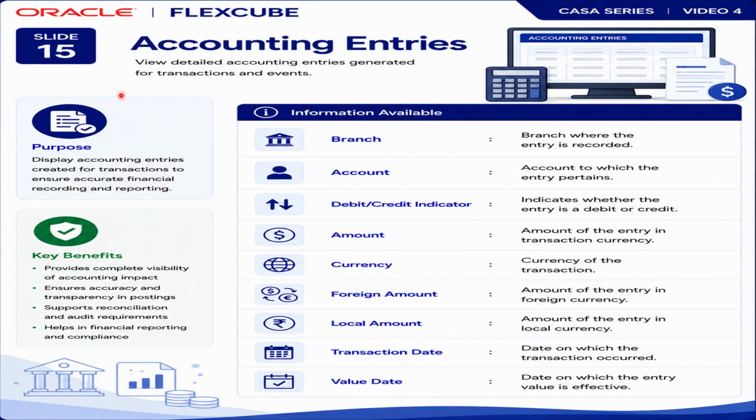Accounting entries. Users can review the accounting impact generated during checkbook processing. The accounting screen displays the branch, account, debit or credit indicator, amount, currency, foreign amount, local amount, transaction date, and value date. These accounting entries provide a complete audit trail for every financial transaction processed by the system.